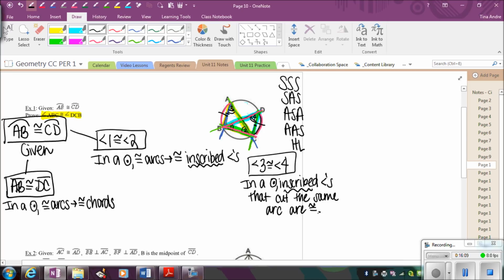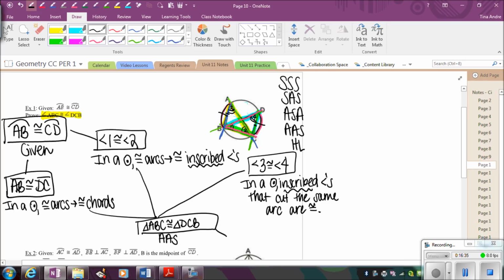So now when you focus on just the triangles, if you can actually see what's left here, I have angle, angle, side, and then I have angle, angle, side. So I can take these three things, put them together, and say that triangle ABC is congruent to triangle DCB by angle, angle, side, and then by CPCTC, those angles that we wanted are congruent.